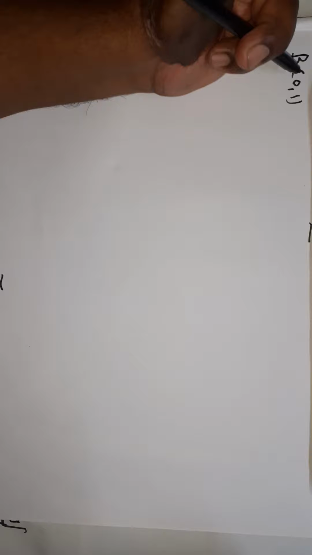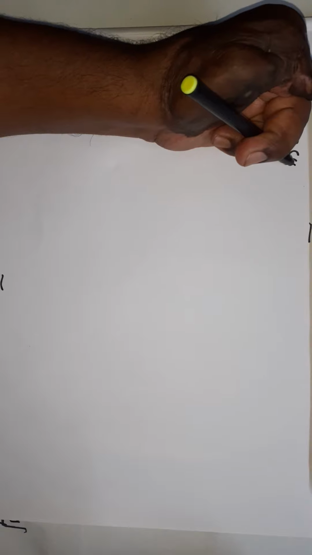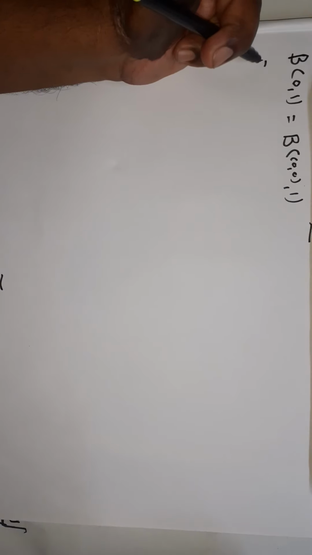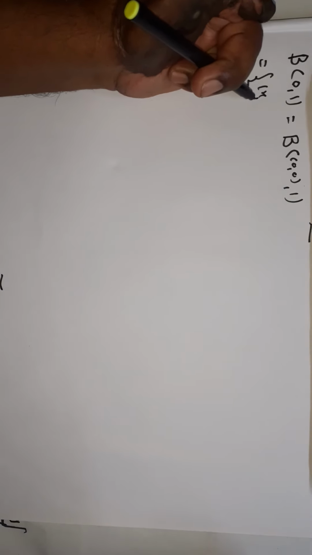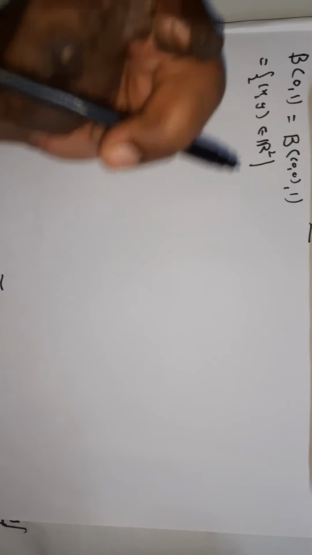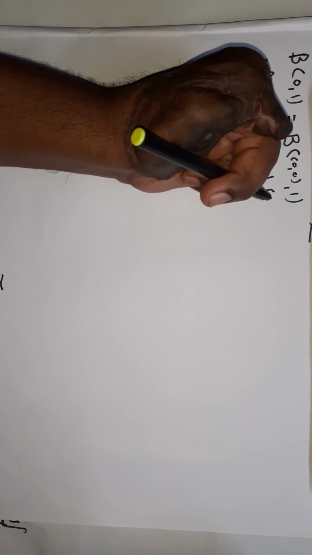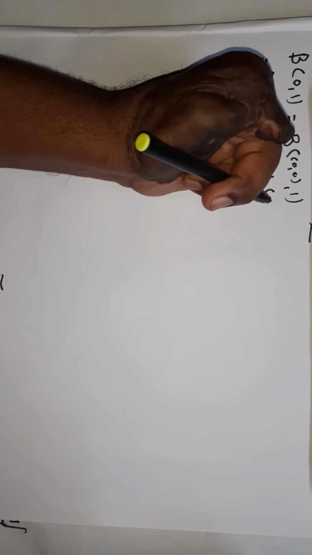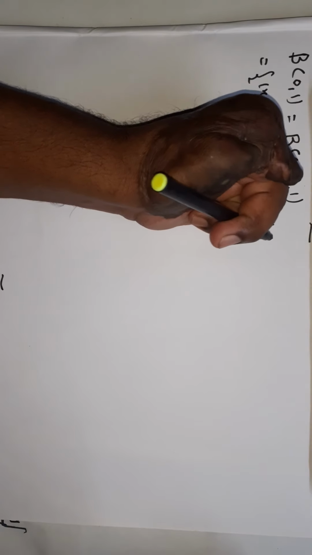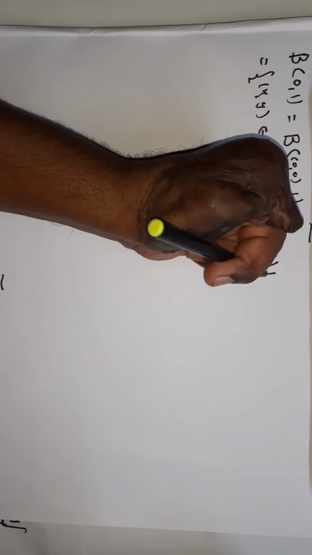Therefore, ball 0, 1 in this metric space is equal to the open ball centered at 0 comma 0 and radius 1. It is the set of x comma y belonging to R2 such that the D2 distance between x comma y and 0 comma 0 is less than 1.